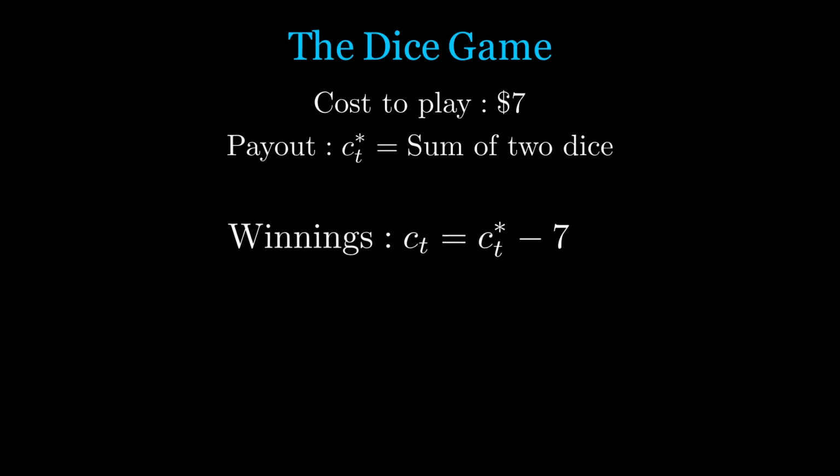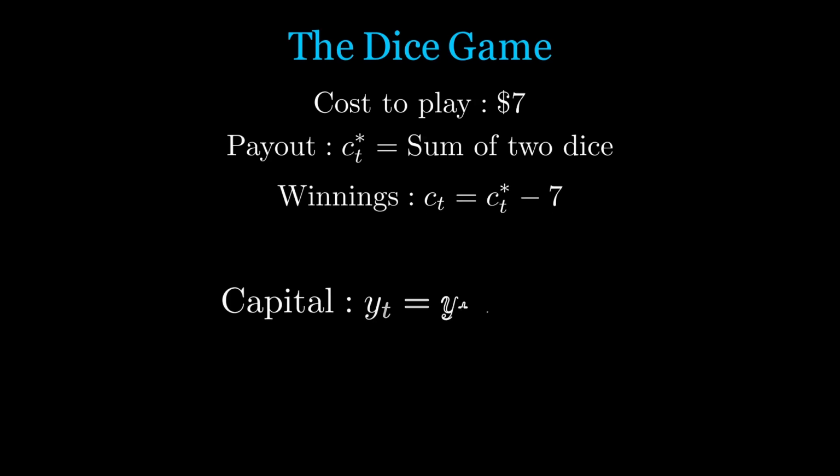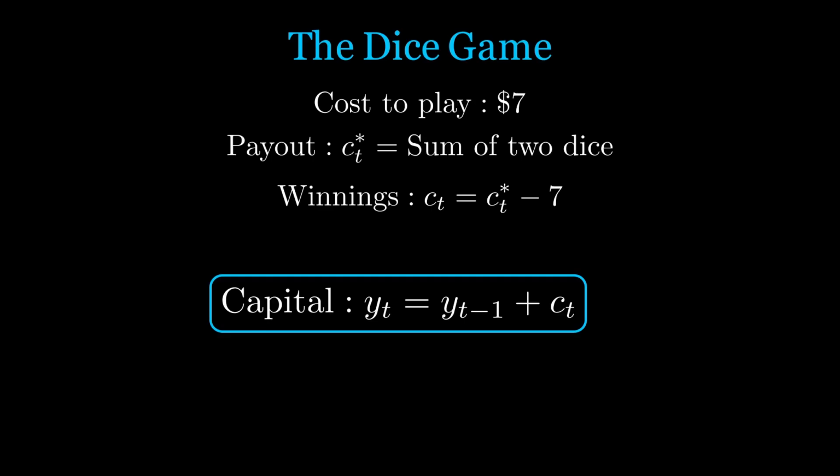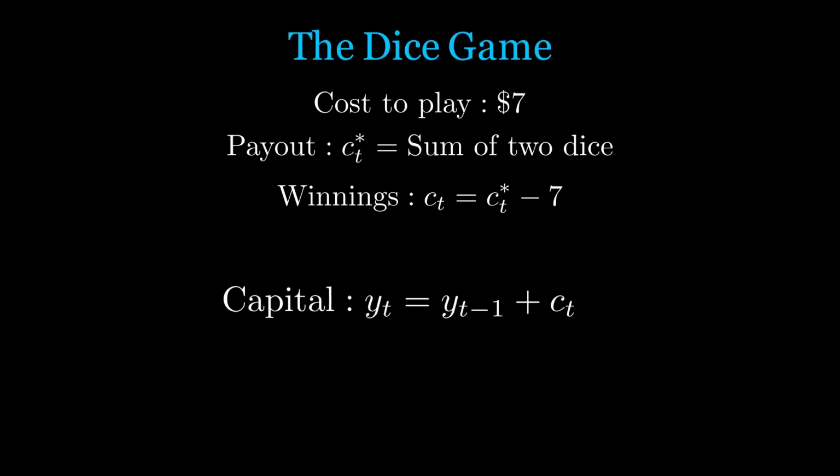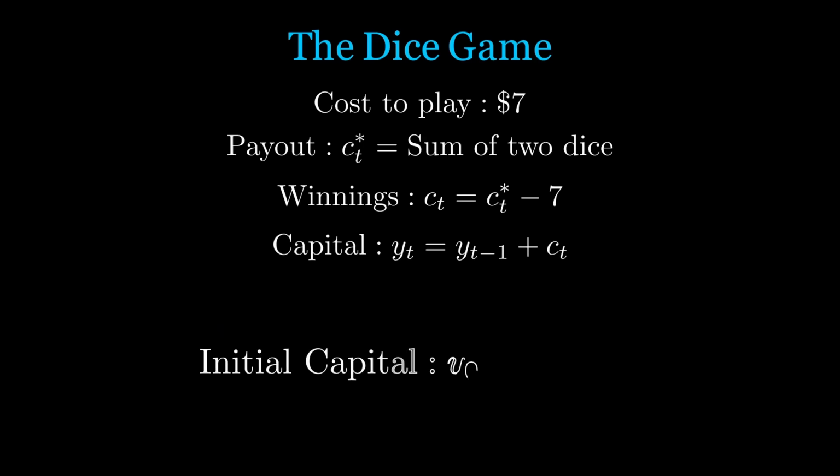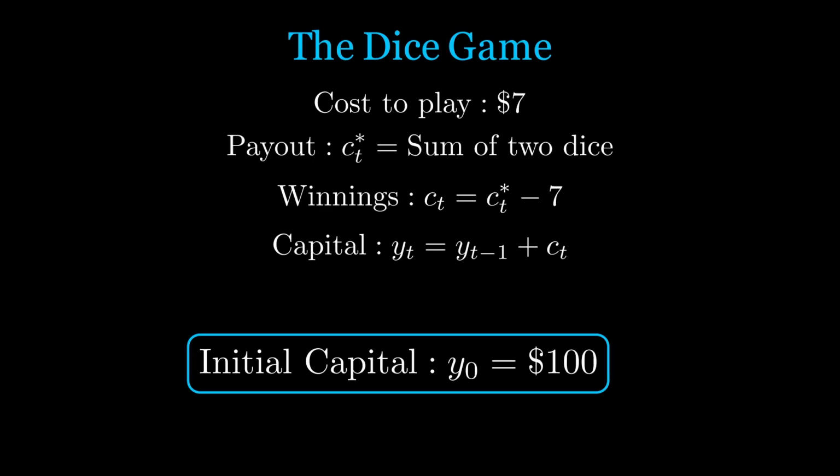Your total capital after time t is given by y sub t. We define your capital at time t as your capital at time t minus 1 plus the net winnings at time t. Now, let's say you start with $100. We'll denote this as y sub 0 equals 100. Let's play the game and see how it goes.